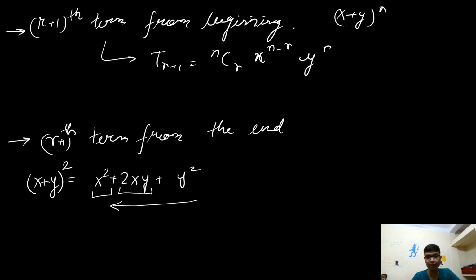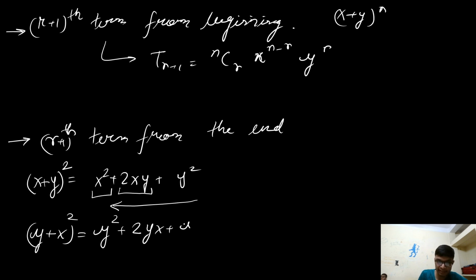For example, if you have to calculate the third term from the end, then you do another important thing: instead of (x plus y), write it as (y plus x) to the power 2. Then you expand this binomial, and it will expand as y square plus 2 times yx plus x square.